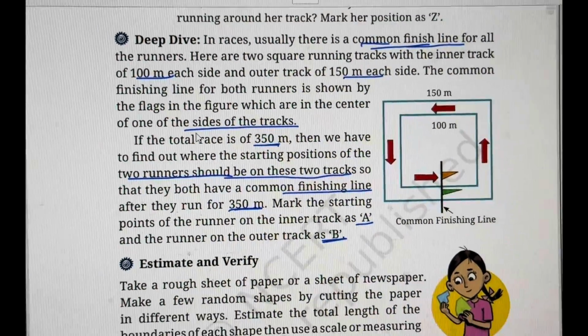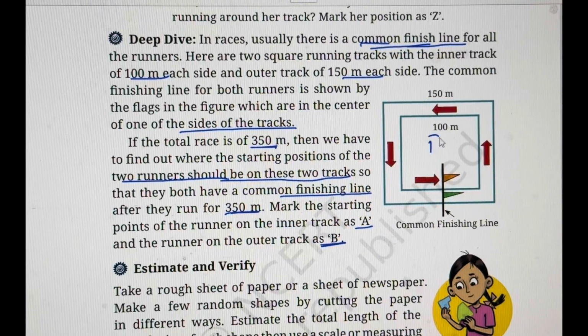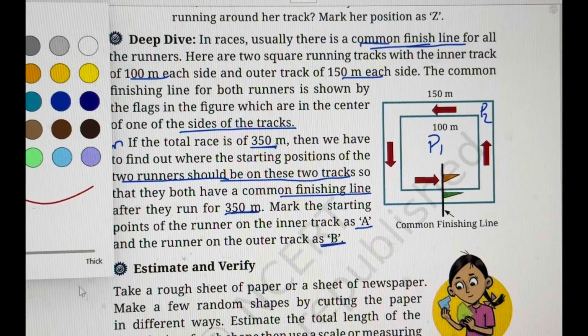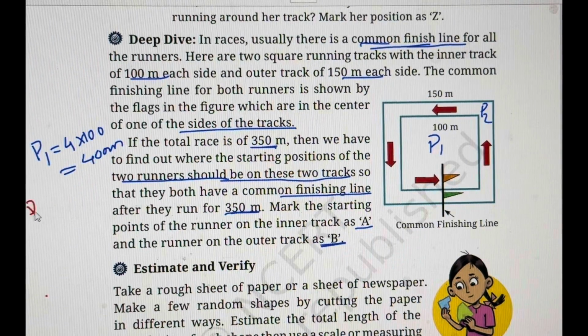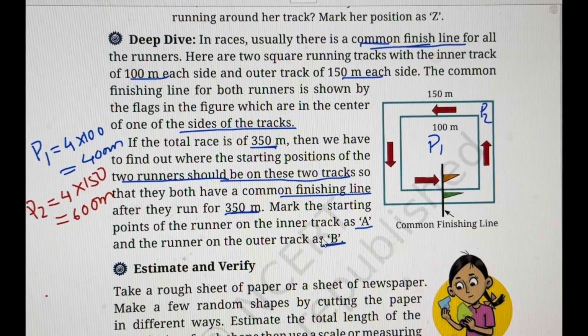Okay. So first what we'll do, we'll find out the perimeter of both the squares, right? So suppose we take the smaller square as P1 and the larger square as P2, right? So P1, it's a square, so 4 into 100, the side is 100 meters, so 400 meters is the perimeter for the small square. And if we take P2, 4 into 150, so that is 600 meters. This is the perimeter of the larger square, that is the P2 square.